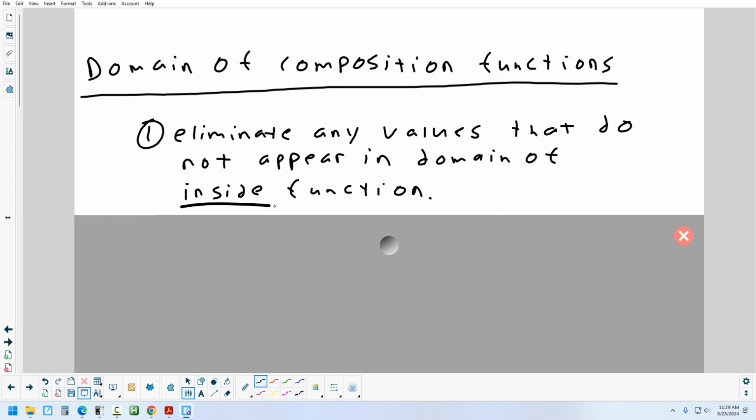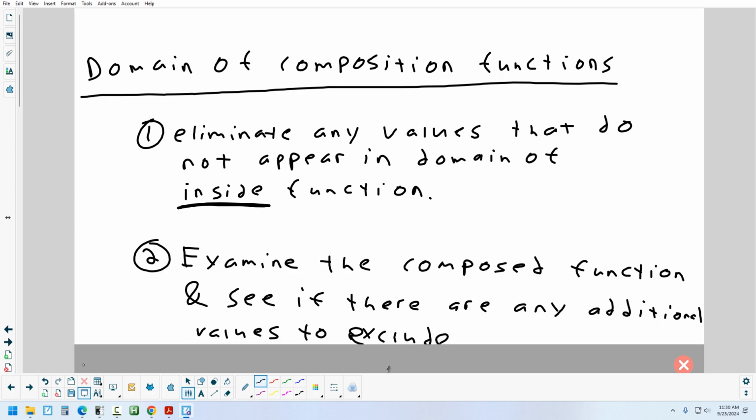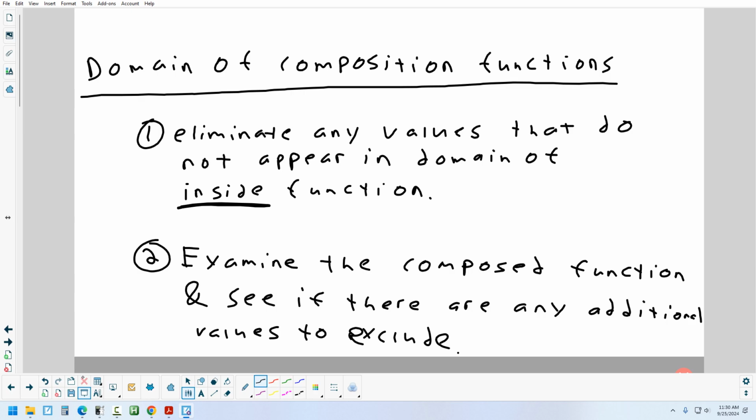Yep. Right, we don't want to take the square root of a negative number. So looking at the inside function, if there is any number that you would plug in that would cause me to take the square root of a negative, you need to tell me, don't use that number. Right? So we need to eliminate those two issues in the inside function. That's step one.